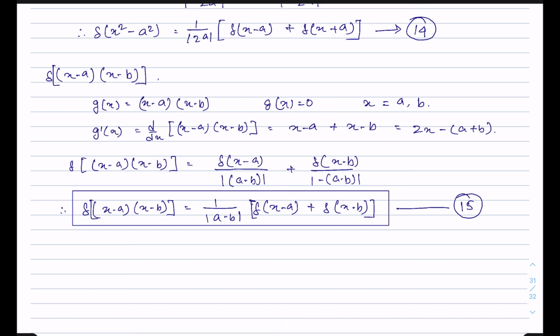So these are the properties of the delta function. Okay, so see you in the next video, and in the next video we will find the Fourier transform and the Laplace transform of the Dirac delta function.